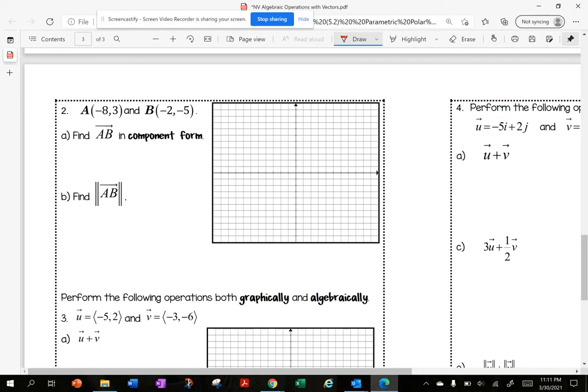Okay, for my 2 points A and B, find AB in component form, and then find the magnitude. So in component form, here's x1, y1, x2, y2. I'm going to plot my 2 points. A is at -8, 3. And B is at -2, -5. So here's B. So here's my vector. I want to box out my vector.